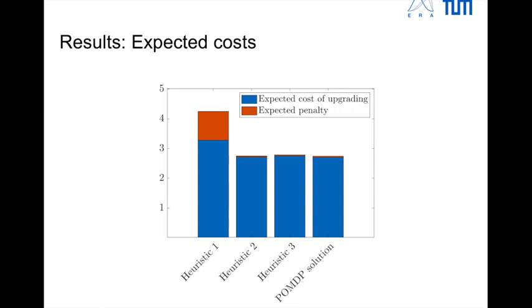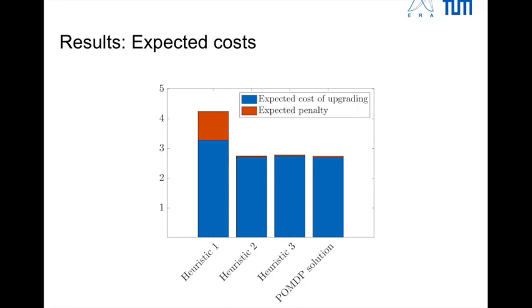But now let's look at what actually we are interested in, which are the expected total costs. As we could have predicted, heuristic 1 doesn't perform very well, not so much in terms of cost of upgrading, but in terms of expected penalty. It is not flexible enough to be able to react to how the demand varies. On the contrary, heuristic 2, 3, and the POMDP solution almost have the same expected cost, with heuristic 2 being the closest to the POMDP solutions. Hence, heuristic 2 would be the best heuristic in this case to compete with the POMDP solution.